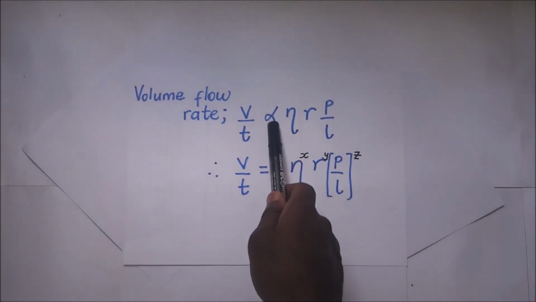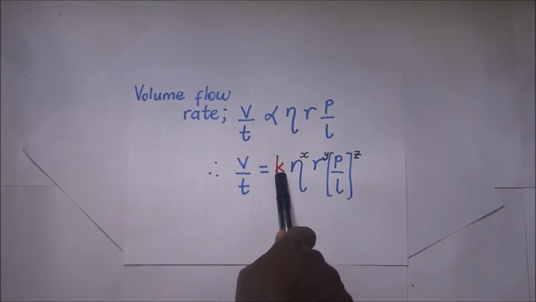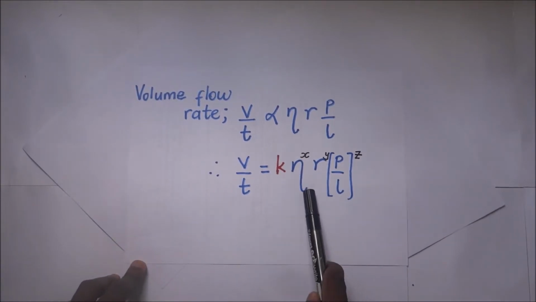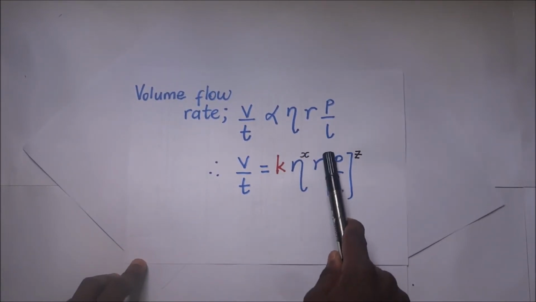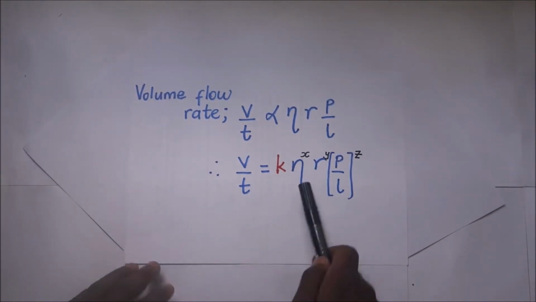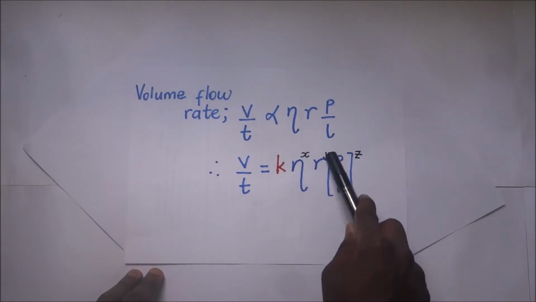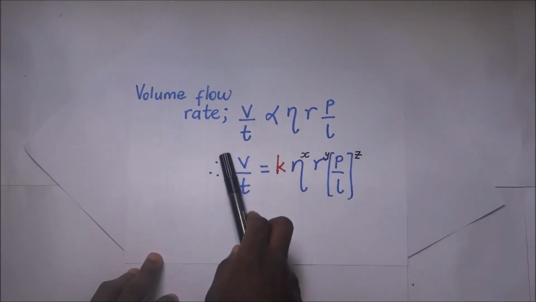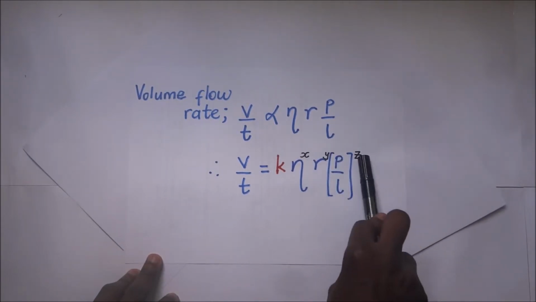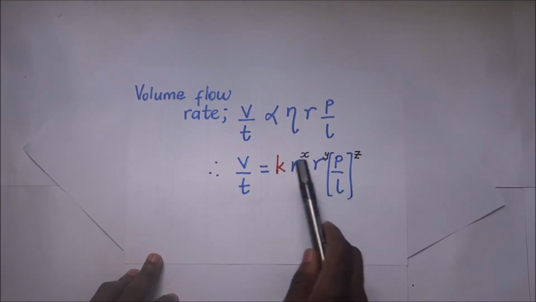Now, to remove this proportionality sign, we introduce a constant of proportionality which we have called K, and this gives us K times the coefficient of viscosity to the power X, R to the power Y, and this to the power Z. And now we need to find out what the values of X, Y, and Z are. After finding the values of X, Y, and Z, we write the proper formula for this. So we are going to use dimensions to find the values of X, Y, and Z, so that we end up finding the correct equation for this.